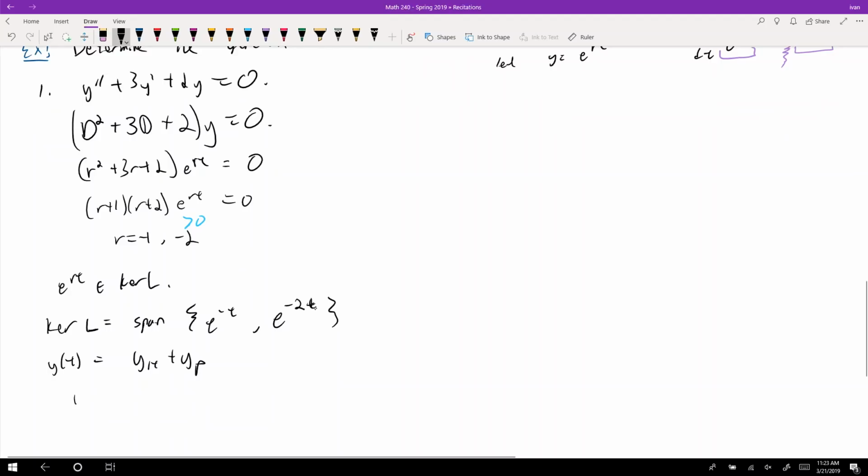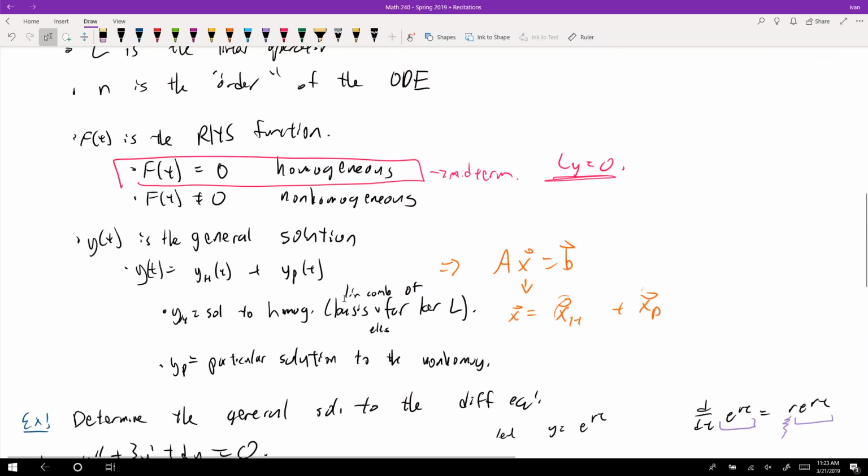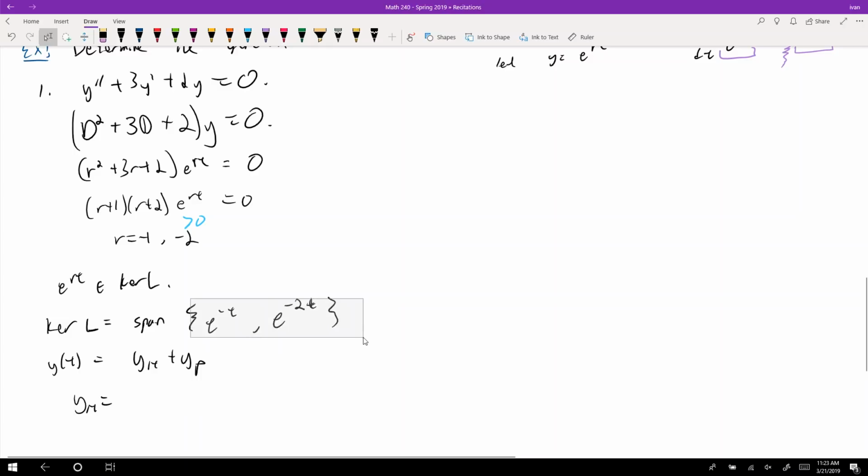The homogeneous solution here is, remember, a linear combination of the kernel vectors. So the linear combination of a basis for the kernel of L. Here we have a basis for the kernel of L, and so the linear combination is c1 e^(-t) plus c2 e^(-2t).